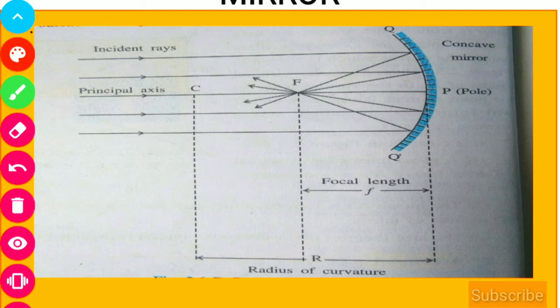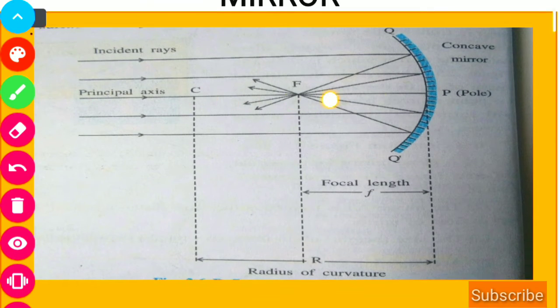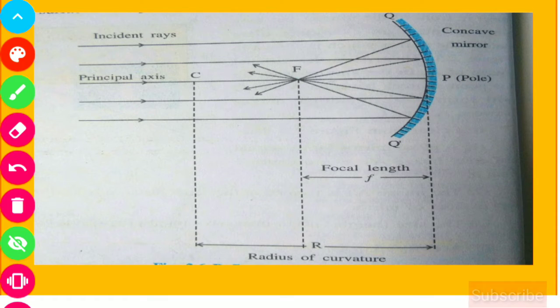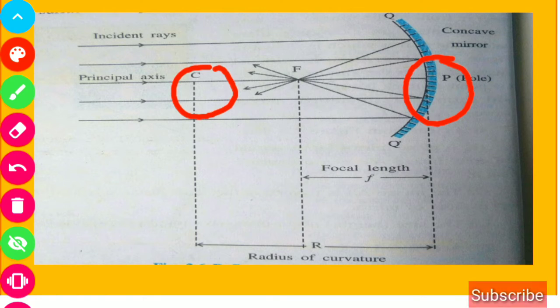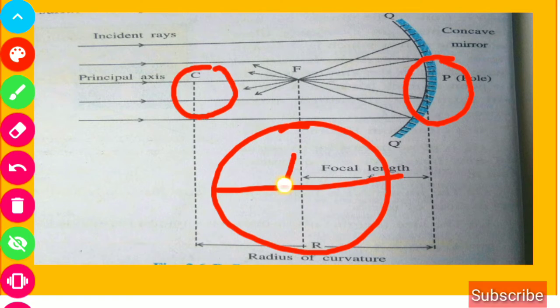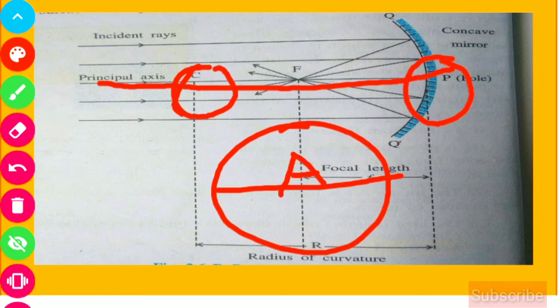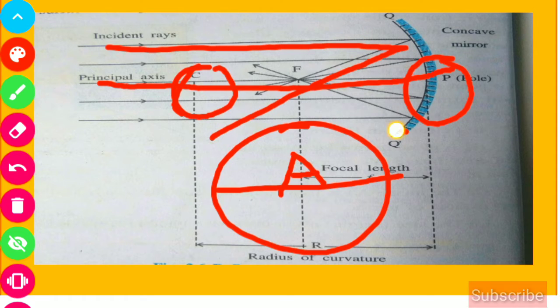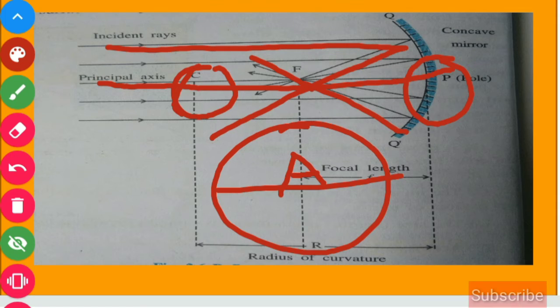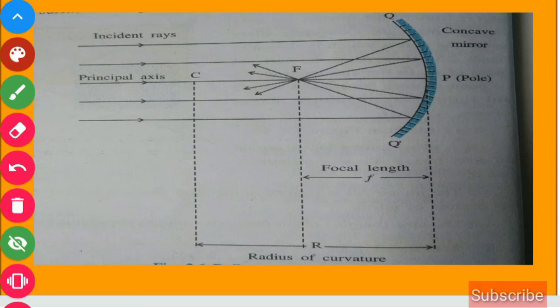Now, principal axis. What is principal axis? An imaginary line passing through the center of curvature and pole P is known as principal axis of the spherical mirror. Now, the diameter of the spherical shell is known as A, aperture. And what is principal focus? It is placed on the principal axis, and where all the parallel rays get intersected after reflecting is denoted by F, the principal focus of the spherical mirror. Now, focal length is the distance between the pole and the principal focus, which is known as focal length f. Now, friends, we have understood the following terms.